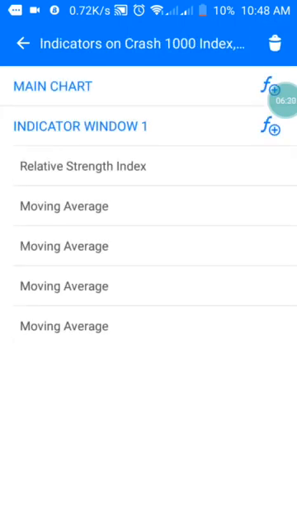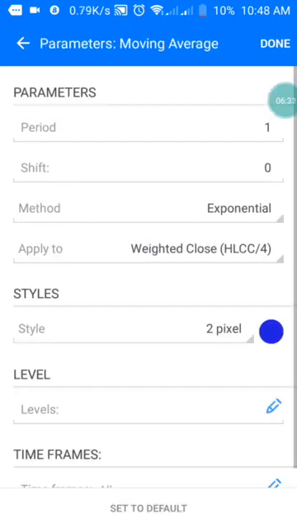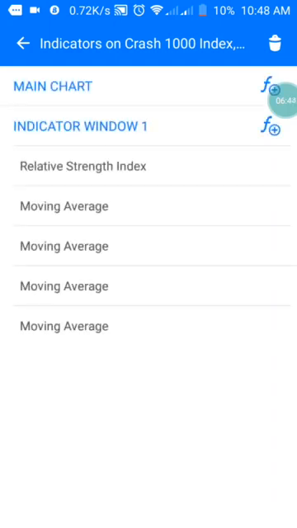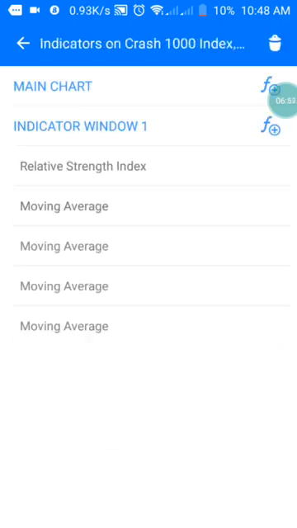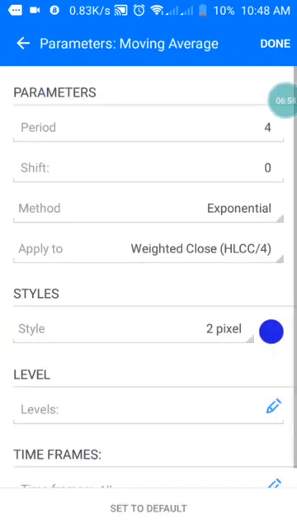Then move to the second moving average. The same settings, only the period is changing. Put it at a period of 1 and have the same settings. Screenshot it, have the same settings, then click done. Then move to the third moving average. The third moving average is a period of 3, the same settings, then press done. Then the last moving average, which is a period of 4, with the same settings as the other ones, then press done.